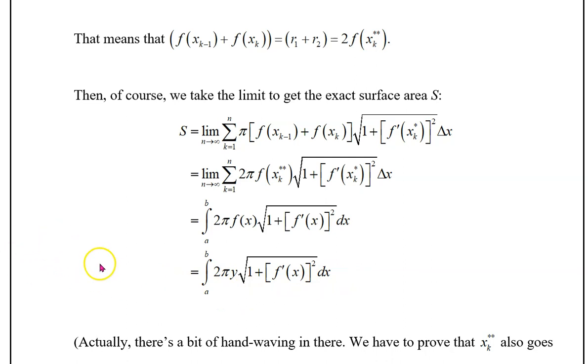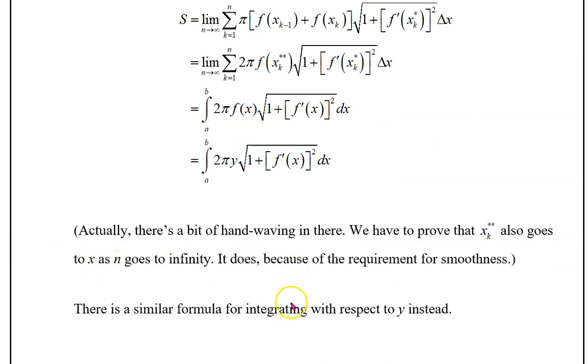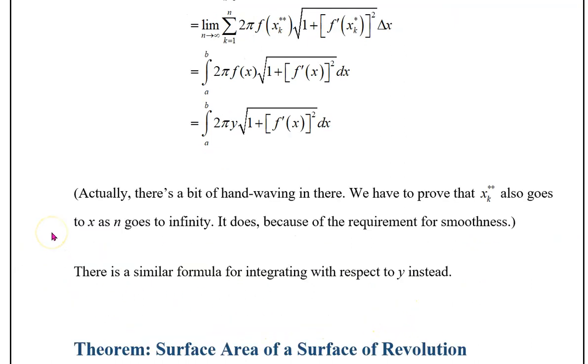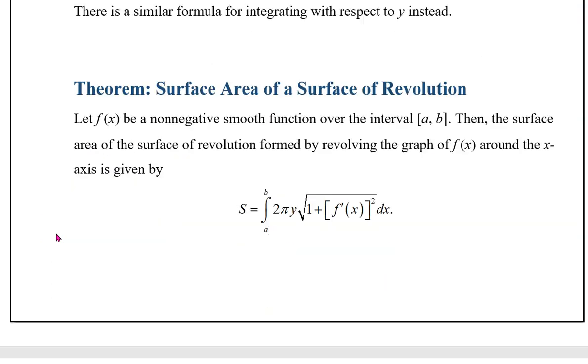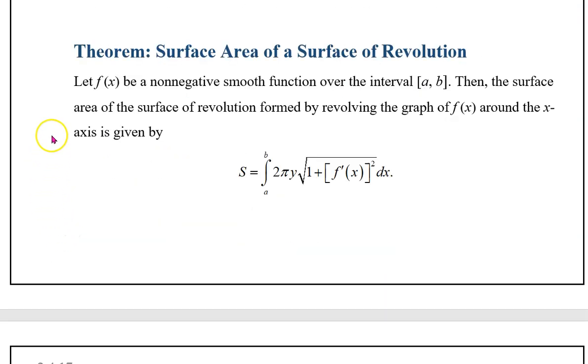Yes, there's a bit of hand waving in there. We do need to prove that x sub k double star goes to the x value as n goes to infinity. It does, however, because of our requirement for smoothness in the arc length formula. Because it's required in the arc length formula, smoothness is also required for the surface area formula. There's another similar formula for integrating with respect to y instead. Let's take a look now at our theorem.